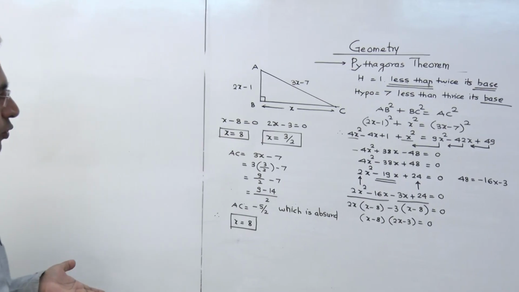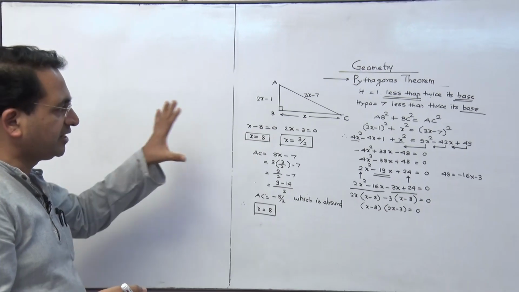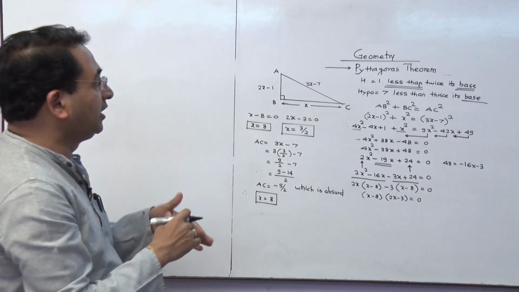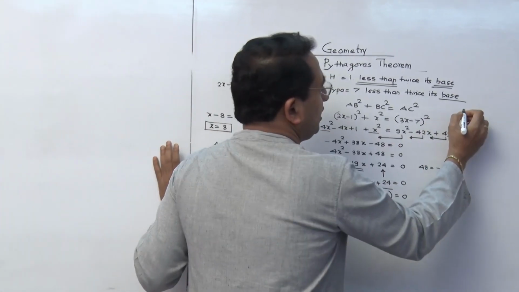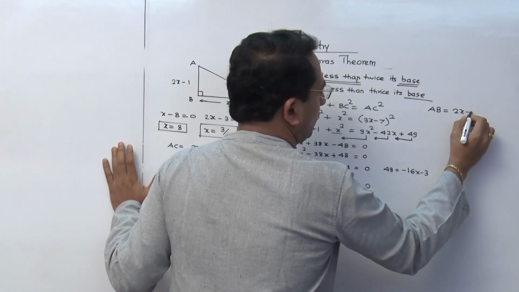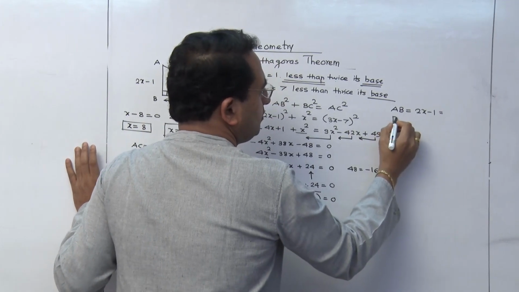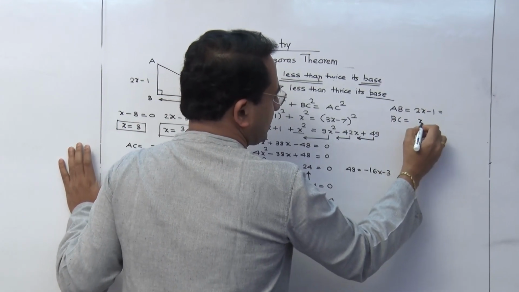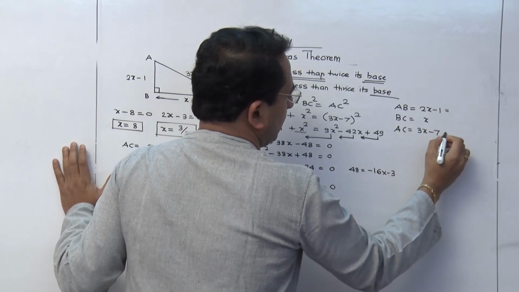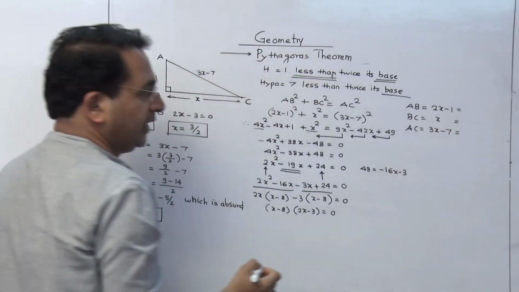Now, what do they ask you in this? This is a basic assumption. We have to use Pythagoras. But finally, what will happen? AB is going to be 2x minus 1. Now we have to put the value. BC is going to be the base, that is x, and AC is going to be 3x minus 7. That is what we have to underline.